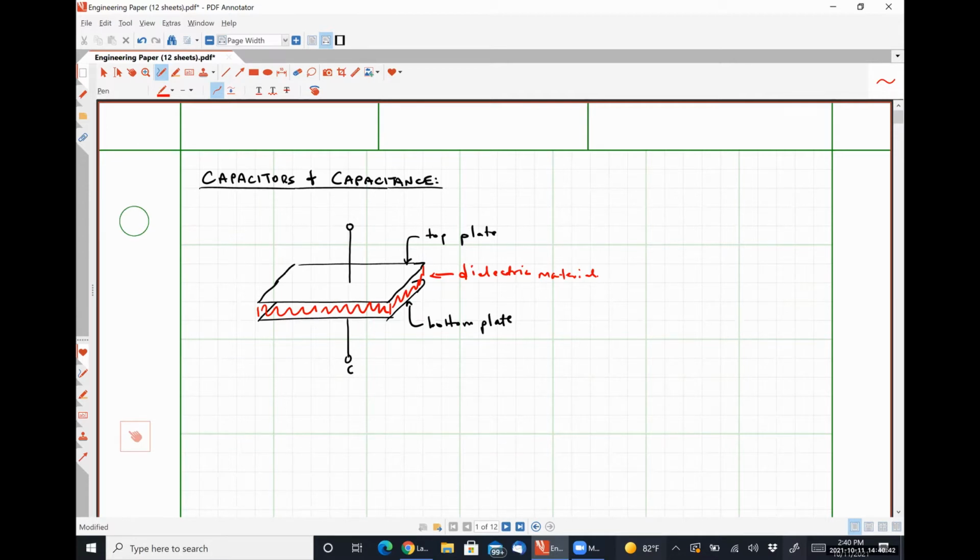Okay, so this is the basic configuration for our capacitor, and I'm going to give you guys some figures of merit here. Let's call this dimension the length, this dimension the width, and then this dimension right here is the distance between the plates. And the area of the plates and the distance between the plates are hugely important to a device's capacitance.